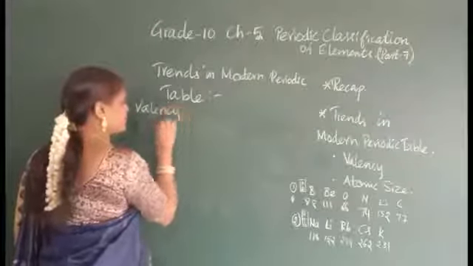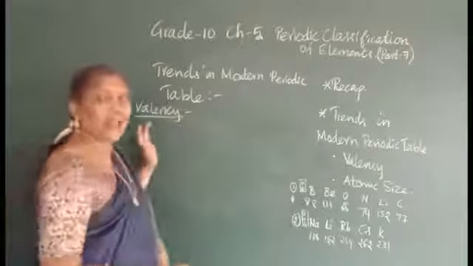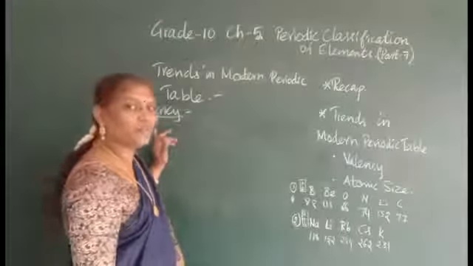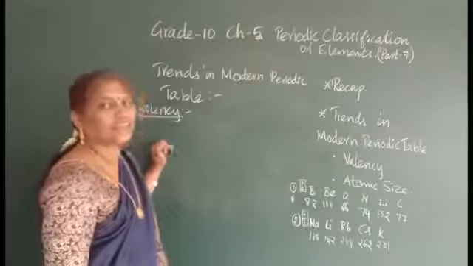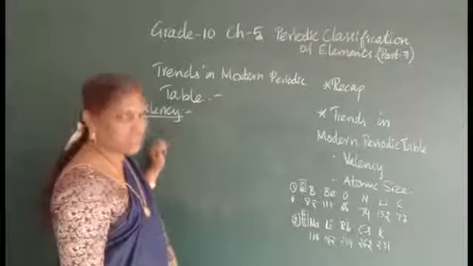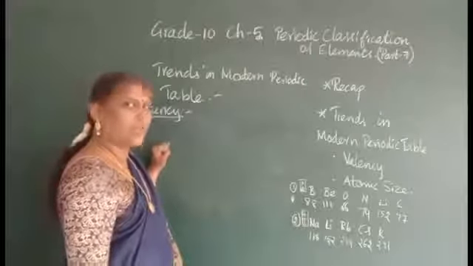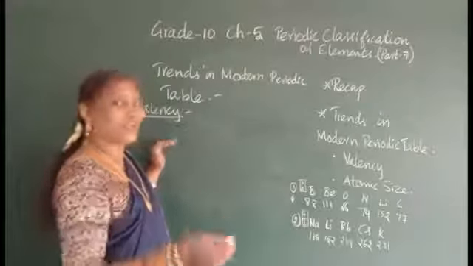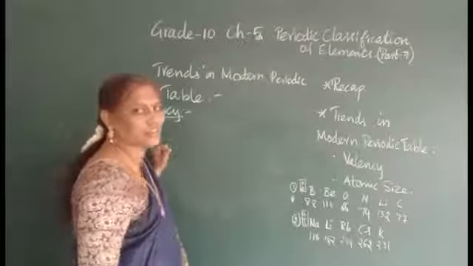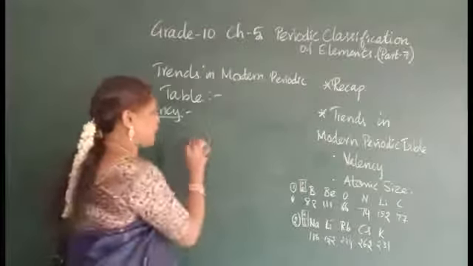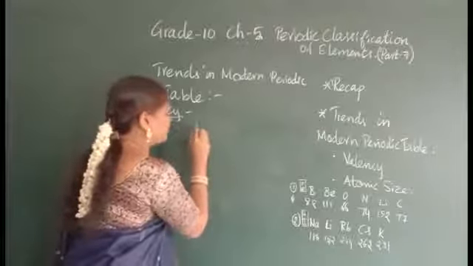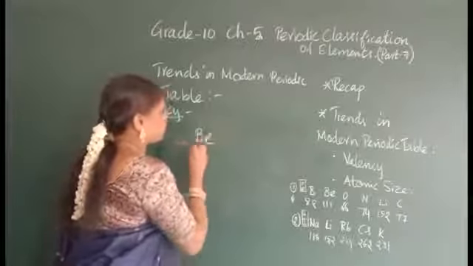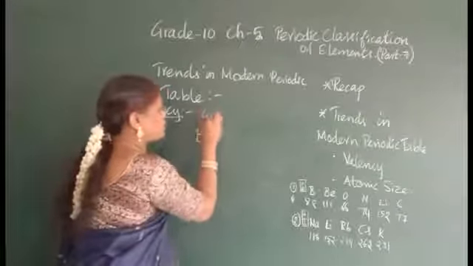Let us see the group. How will valency be in the group? Can you tell me? Yes, it will have the same valency. That's what we saw yesterday, no? Last class we saw the first group. Let us see the second group. What is that? Beryllium. It is group 2.